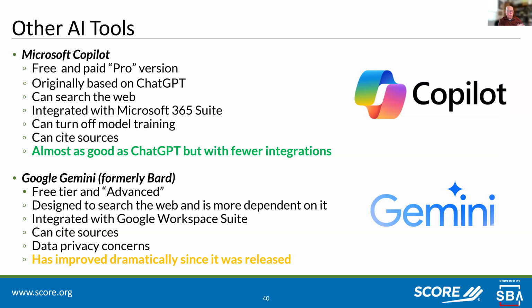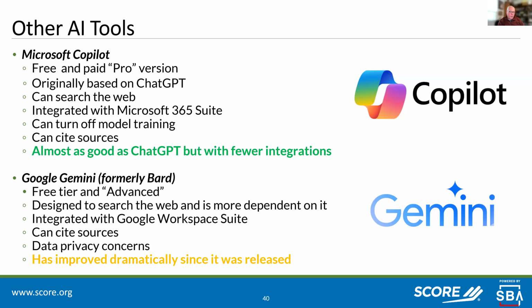Okay, other tools that you've heard about. I'm going to go through these quickly. Copilot, there's a paid and a free version. It originally was based on ChatGPT, and I believe that they continue to update it with pieces of ChatGPT. It's a good tool. It's integrated with Office 365. It's almost as good as ChatGPT, but it's really made to integrate with the Microsoft suite. OpenAI tools from ChatGPT are designed to integrate with anybody.